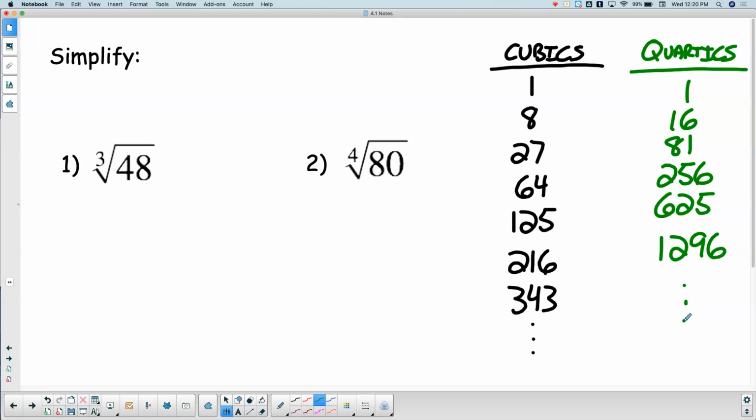All right? So now, when I break up 48, I'm not going to break it up into 16 and 3, because 16 isn't a perfect cubic. But 8 is. So I can break this one up now into the cube root of 8 and the cube root of 6. 2 cube root of 6 would be my final answer here.